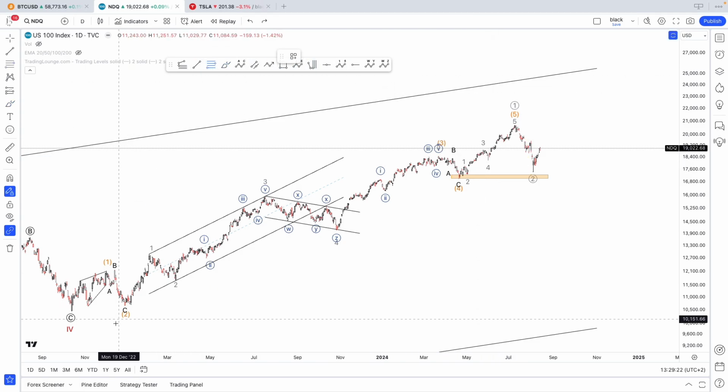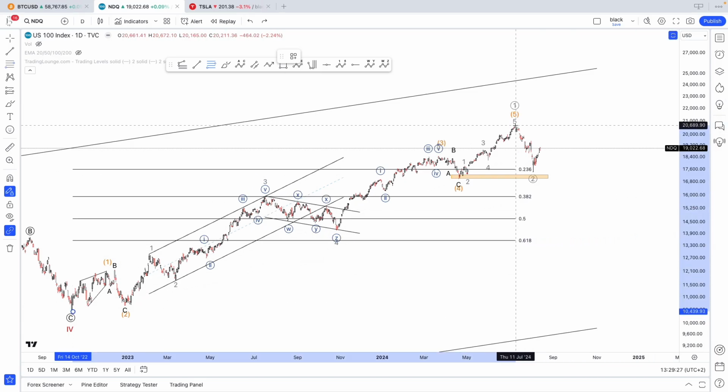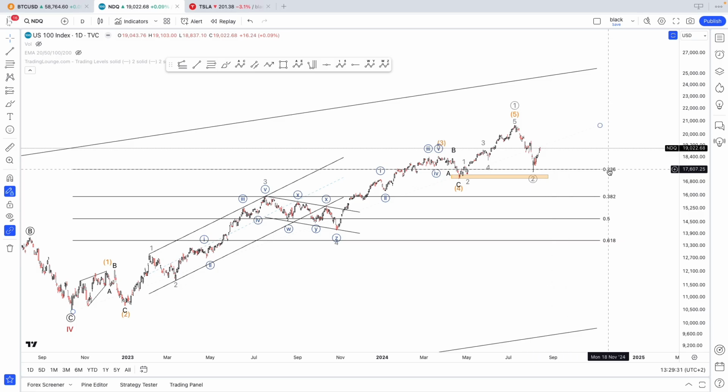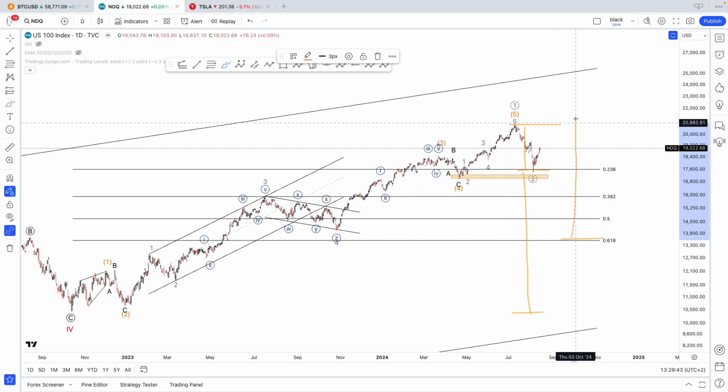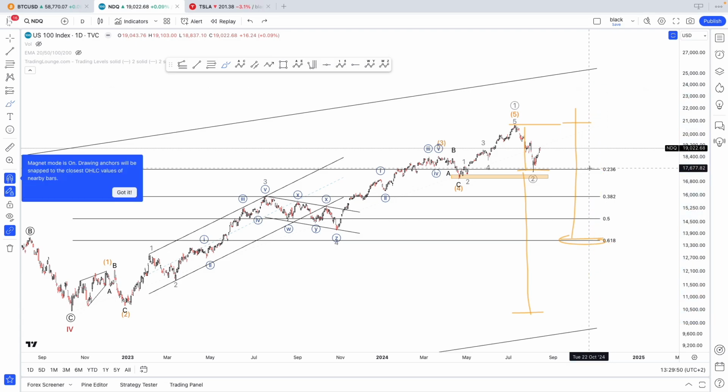And you use the Fib retracement. You start where wave 1 started and end where wave 1 ends, so you take the length of wave 1. Here, this piece right here is 23.6% of the entire move. This piece right here represents 61.8% of the entire move. That's how it works, as simple as that.